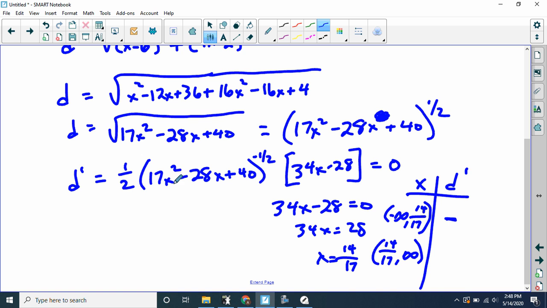Plug in 1. If I plug in 1, I get 17 minus 28, negative 11, plus 40. This is positive, and this is positive. So that's positive, which proves we have a minimum value.